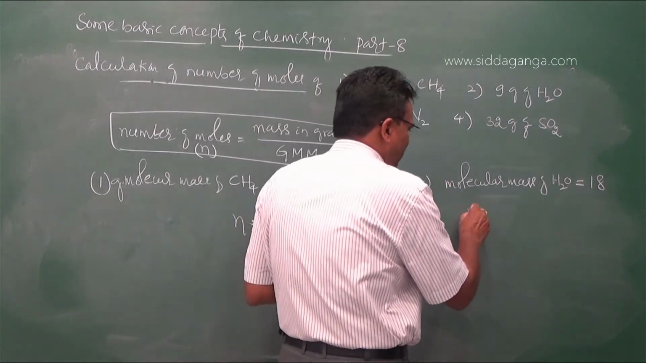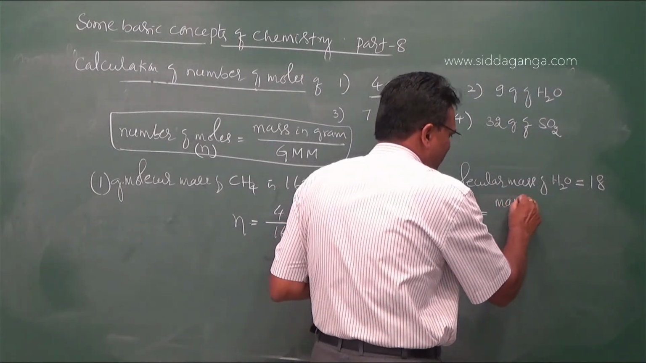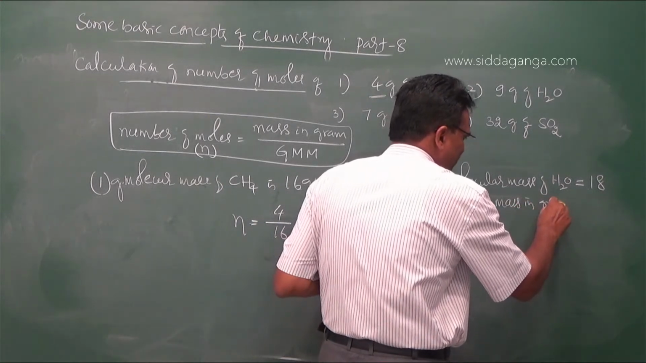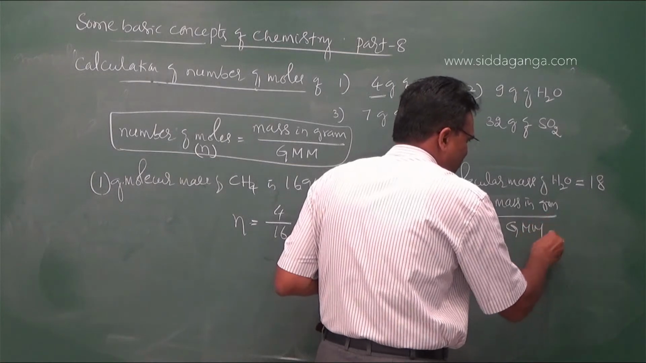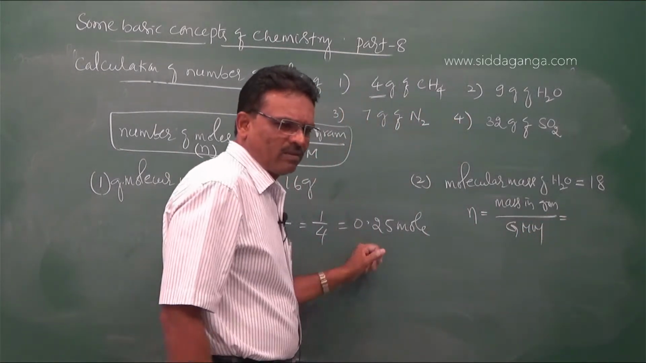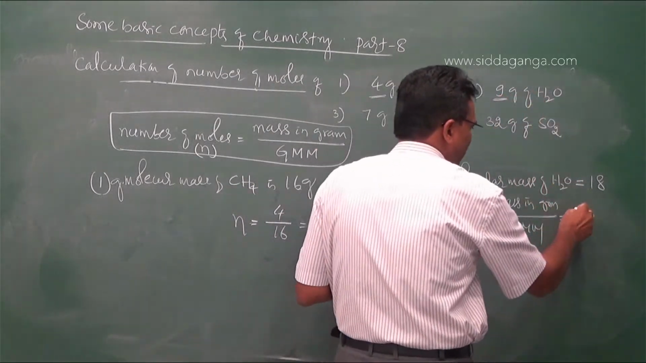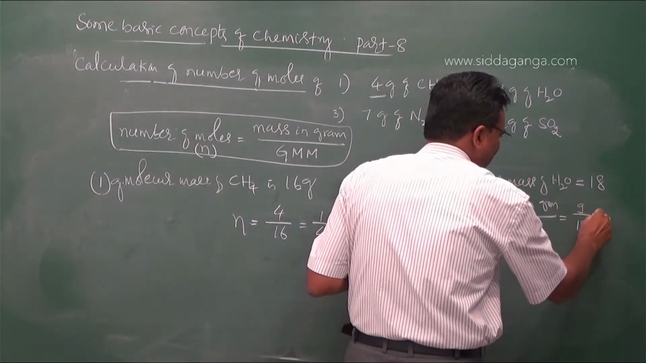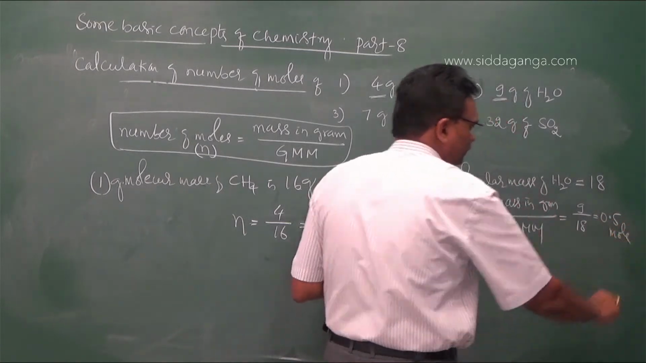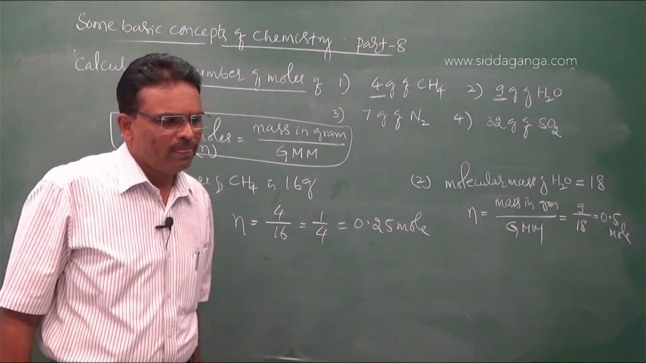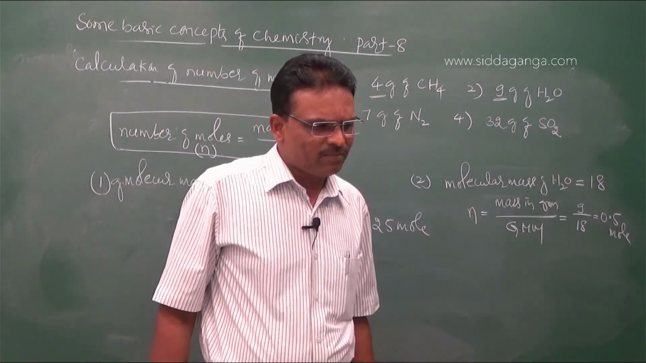So N is equal to number of moles, which is equal to mass in gram divided by gram molecular mass. It is equal to mass in gram given, 9 gram. 9 by 18 is equal to 0.5 mole. 0.5 mole. Yes, Babu, you are right.